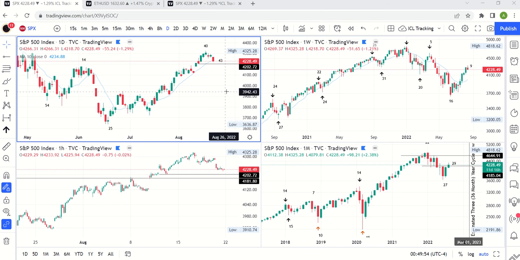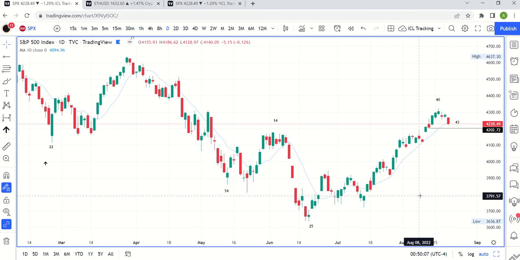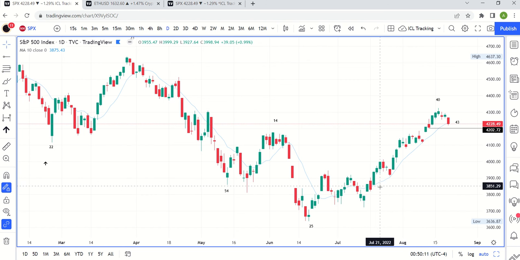Okay, so here's our update on the broader markets. It's August 20th, so we have our full weekly candle closing this week. We'll start with the S&P 500. We'll start on the daily chart. And as I tweeted earlier today, the daily cycle decline has definitely started.